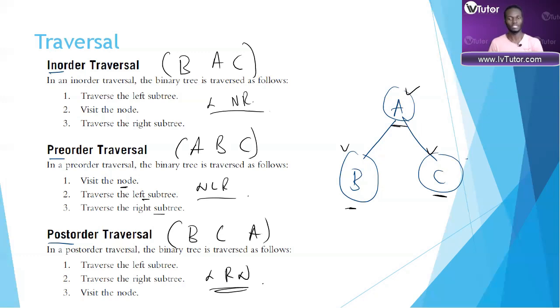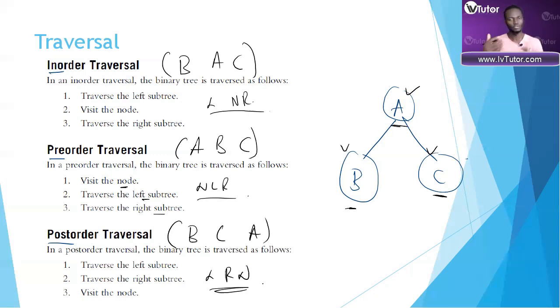Pre-order: node, left, right. Post-order: left, right, then node. So post-order ends with the node, after visiting left and right. Pre-order, before you go to the left and right, you start with the node. So pre-order is node, then left, then right. And then in-order, you just do it in order from left to right.